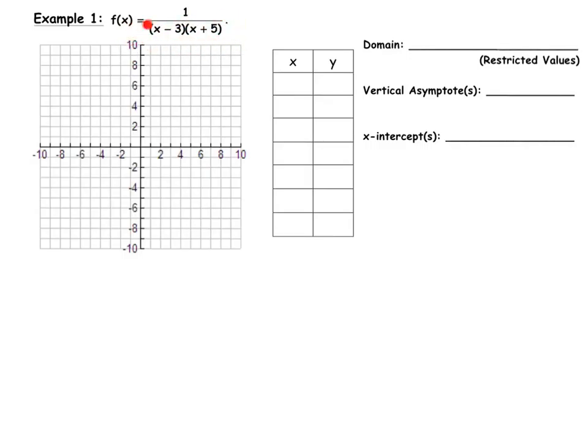What we're going to do is focus on this denominator here. X minus 3 times x plus 5. And like we were saying earlier, we don't want our denominator to equal 0, because 1 divided by 0, bad stuff is going to happen. So what we're going to do is set this equal to 0, and now we're going to solve for the x values that would make this equal to 0.